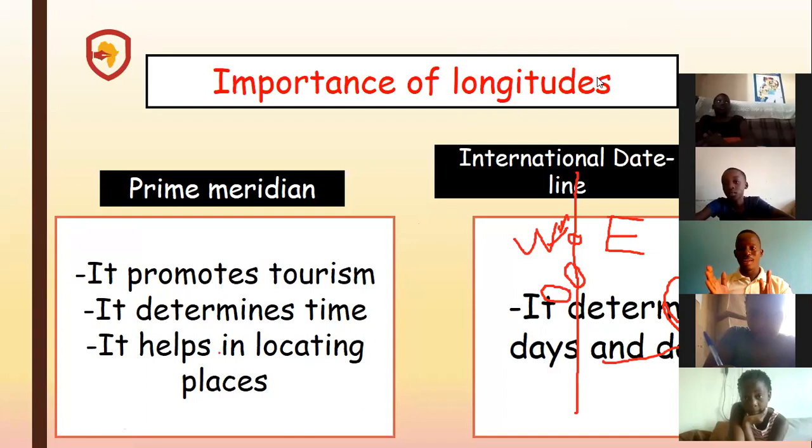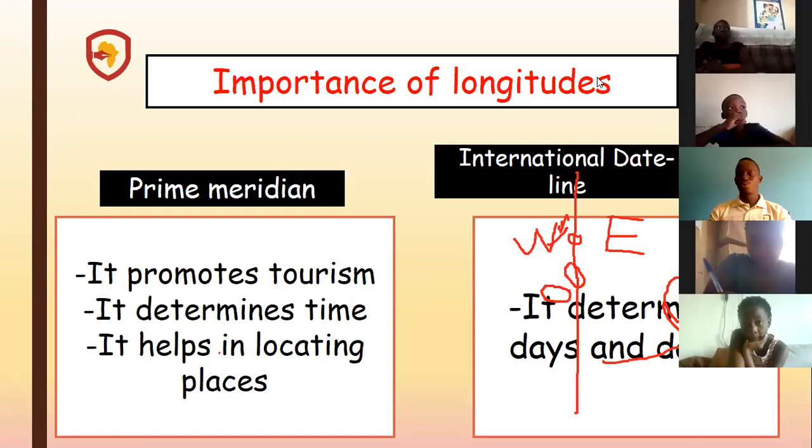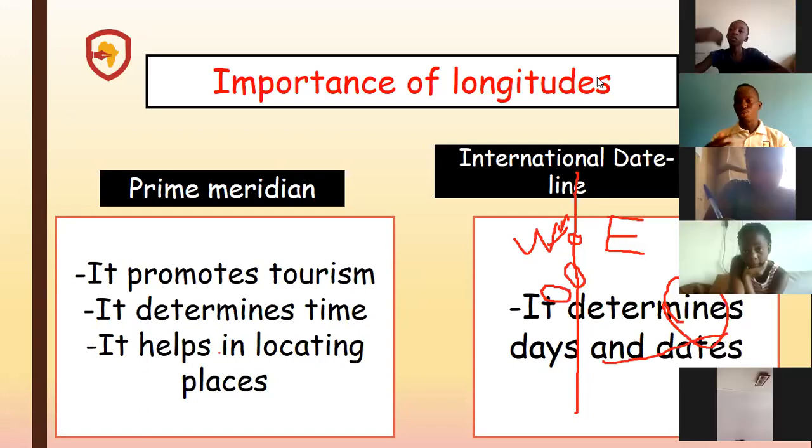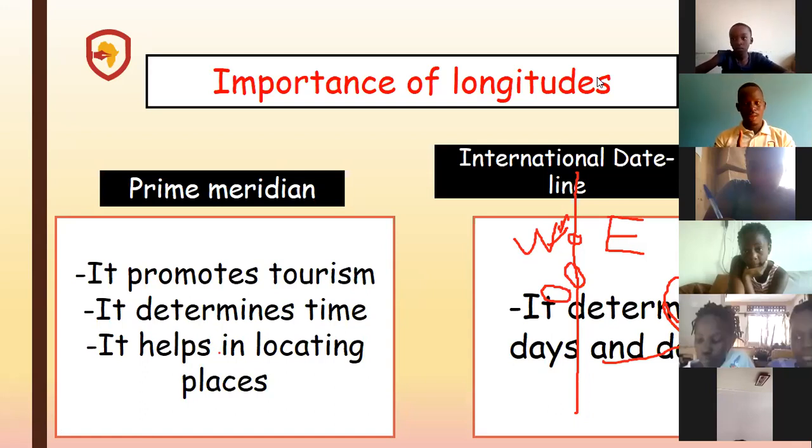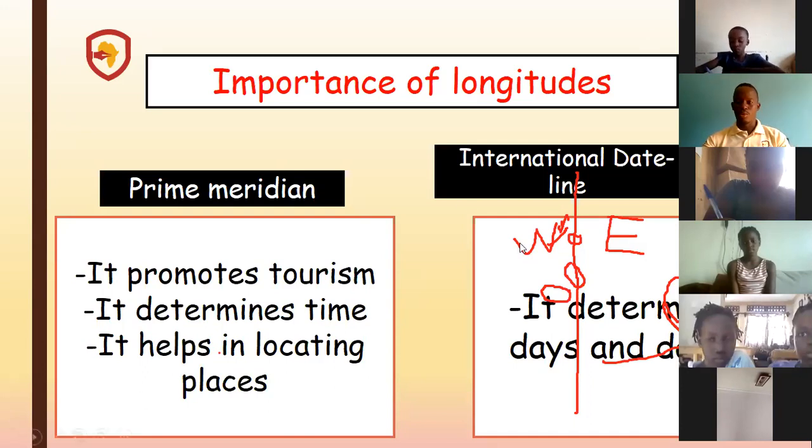Now, I think all of us can understand that, okay? It promotes tourism. That means people go to places where this line is, I imagine, to be passing, and they pay money. It determines time. Yes, it is this line which we use to know time in the whole world, okay? Like now it is, I think, coming to 3. But in some areas it is still 2, while in some areas it is 1, while in some areas it is night. You see? It all depends on this line. Later we shall see.